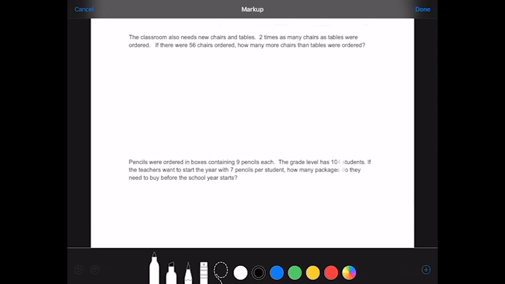So, let's see here. I know we have 56 chairs, and I have twice as many chairs as tables. So I'm going to have fewer tables. So let's divide that by 2. The classroom needs new chairs and tables. Got that. I can ignore that. I don't need to read it again. 2 times as many chairs as tables were ordered. If we did 56 chairs, how many more chairs than tables? Well, let's find out how many tables were ordered, and then we can subtract to find out.